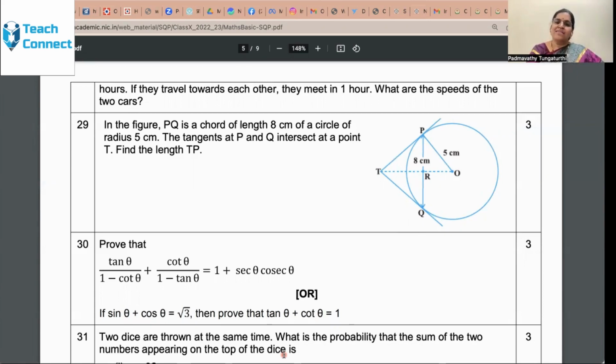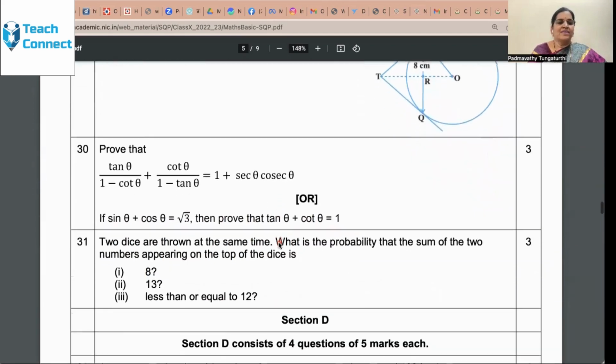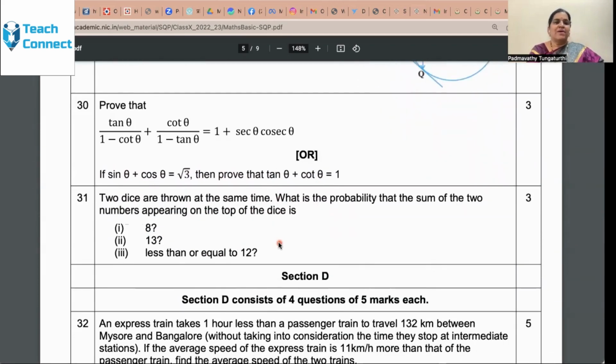Let them find the tangent, or let them use Pythagoras theorem if they know that the tangent is perpendicular to the radius. Lengths of the tangents are equal. Let them use trigonometry. Any method is okay with us. Isn't it? Any method should be fine. Now, prove that tan theta by 1 minus cot theta plus cot theta by 1 minus tan theta. Do they want to apply the LCM method? Let them. Do they want to apply a and b? Put tan theta as a and cot theta as b. Let them do it.